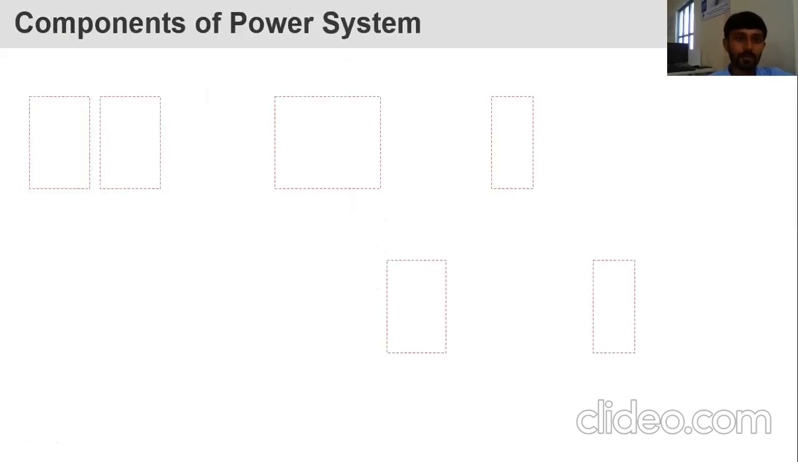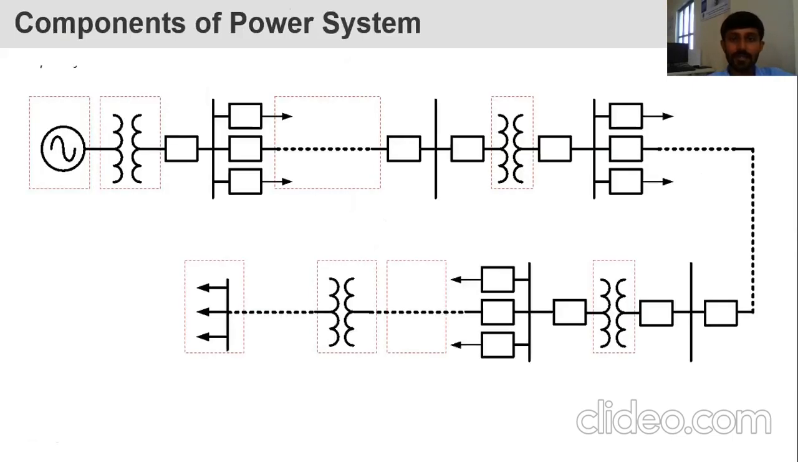Now we have to see the components of the power system. You can see one whole power system diagram. This is the generating unit. There is a step up or step down transformer, maybe step up. This is the circuit breaker. These are bus bars and different lines. This is the transmission line. Another is the primary substation. Then there are primary distribution and secondary transmission.